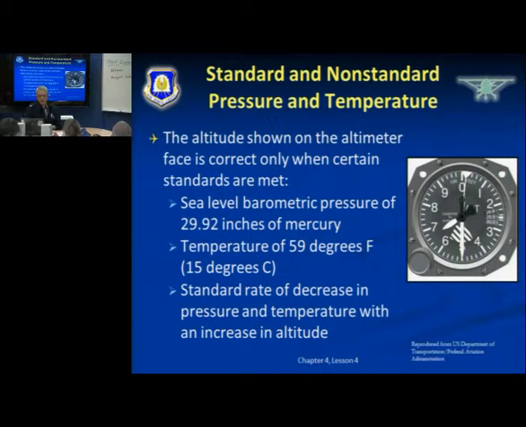But that's pretty rare that it's 29.92 unless you're above 18,000 feet. And everybody runs on 29.92 above 18,000 feet because that's when it turns into flight levels. Questions?